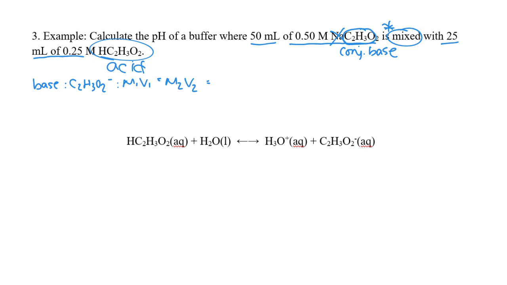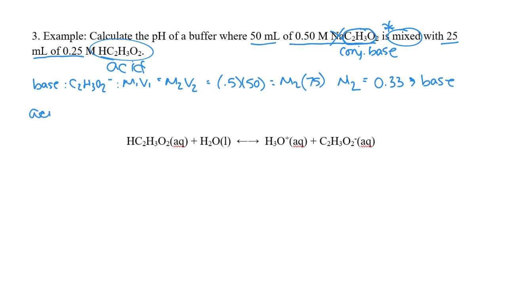So my concentration is 0.5, V1 is 50 milliliters, and then I'm looking for that new molarity. I've got to add my two volumes together, so 50 plus 25 is 75. So that molarity that I get is 0.33. I need to remember that that is the concentration that I calculated, the new concentration of the base. It is the conjugate base.